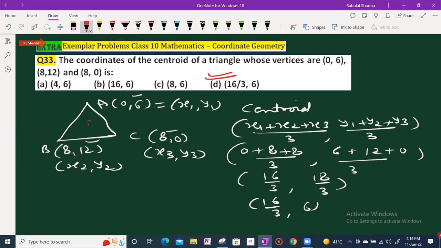The centroid means this centroid वो पॉइंट होता है जहां पे ट्राइंगल की सारी तीनों मीडियंस एक जगह पे मिलती है. मीडियंस ऑफ अ ट्राइंगल आर कंकरेंट, they meet at the same point. So B is the correct option here.